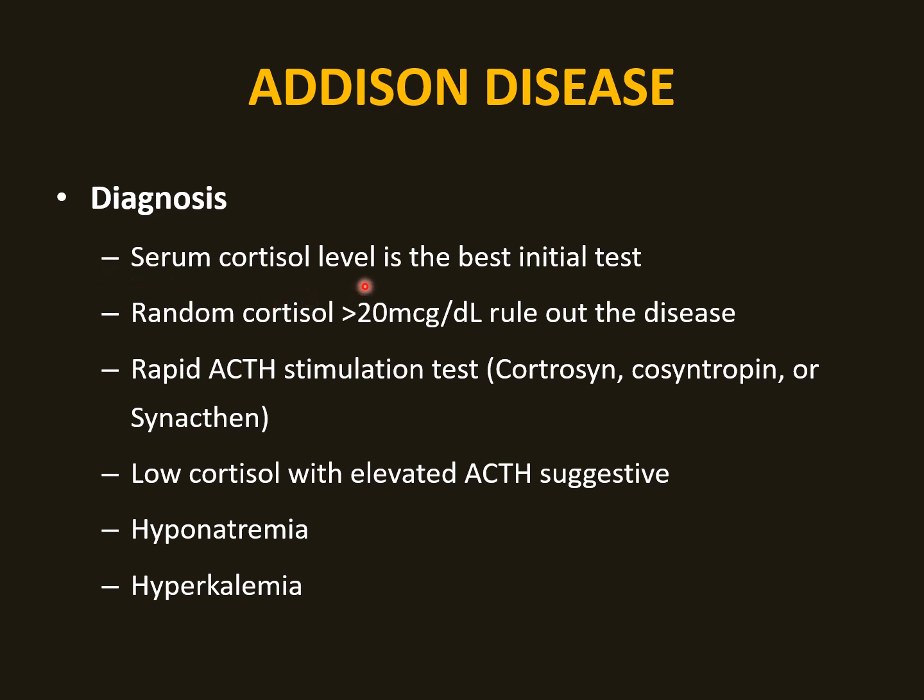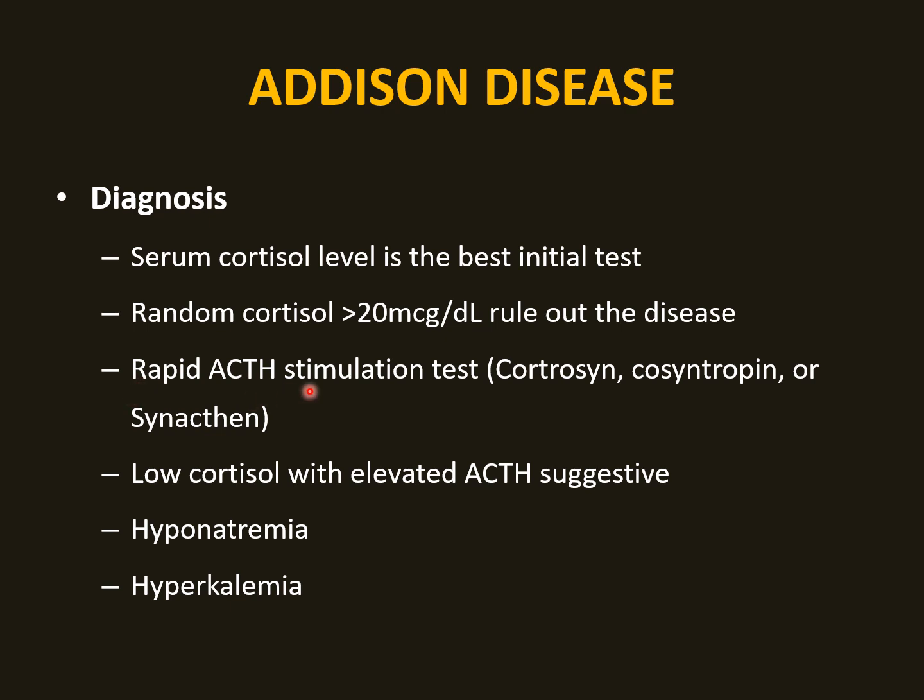Diagnosis: serum cortisol level is the best initial test for a patient with suspected Addison disease. Random cortisol more than 20 micrograms per deciliter rules out the disease. So if you have a high cortisol level, this will rule out the disease, especially in cases of stress.